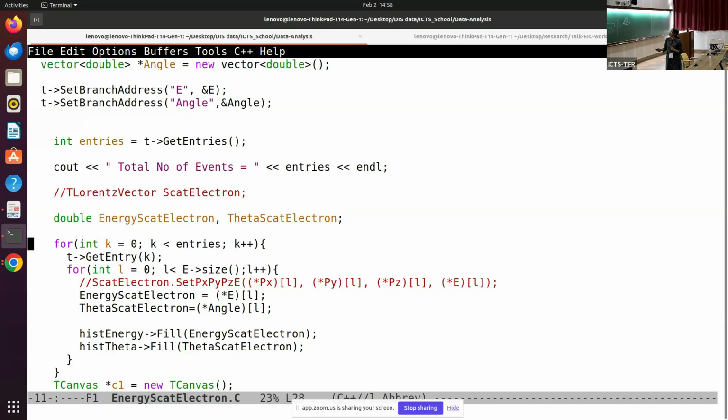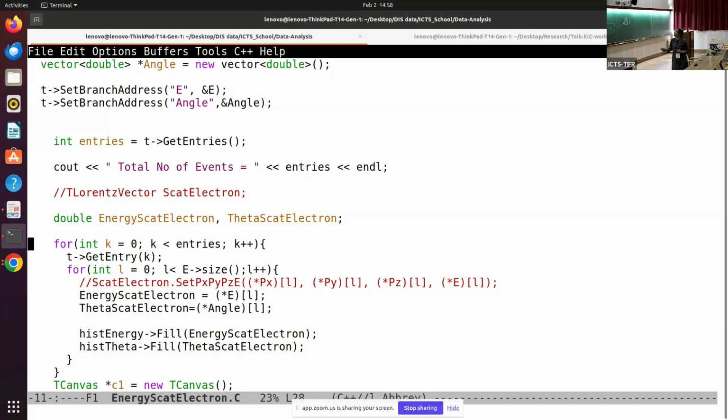Okay. Now, this Lorentz vector concept I will come to later. So I have defined two variables, which are energy scat electron and theta scat electron. Here, in energy scattering electron and theta scat electron, I have stored this energy and angle.